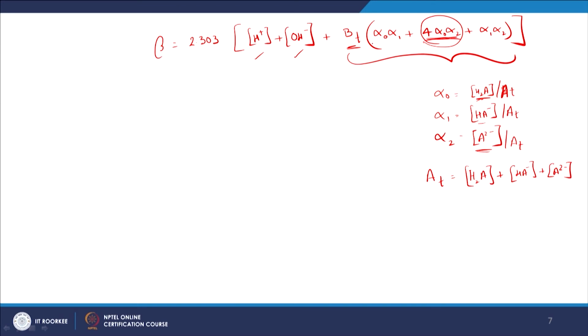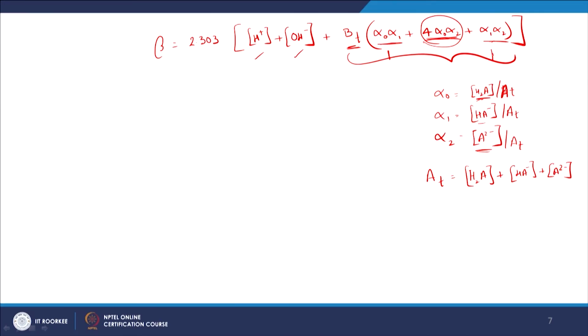So what are we left with? We are left with B total into alpha naught alpha 1 and alpha 1 alpha 2. So again this is the same case as earlier. You will see maximum buffer intensities in 2 cases. What are they? When alpha naught equals alpha 1 equals 0.5, which means when the H2A concentration is equal to the HA minus concentration.